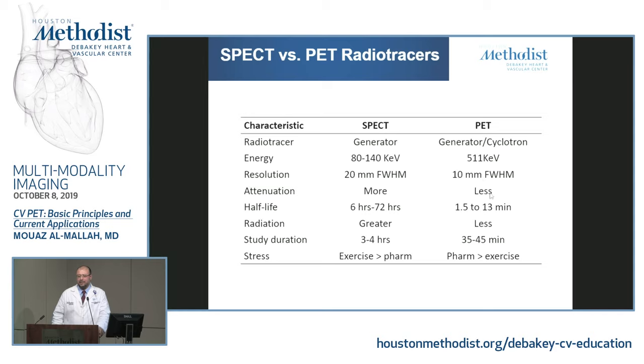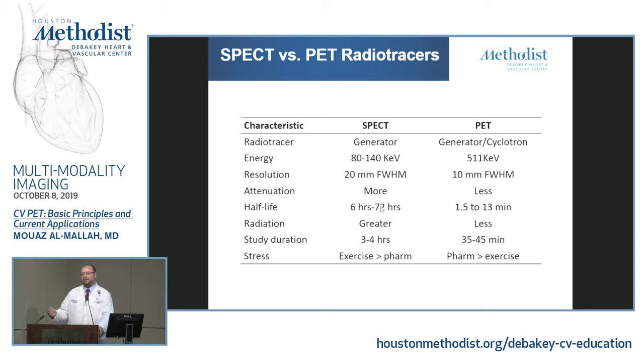Attenuation is less because of the energy. Even though I'm using higher energy, my half-life is now either 75 seconds to almost 30 minutes. Now, this is for perfusion agent. For FDG, it's going to be 2 hours. But for the current approved agents, we're talking about very much lower. While for technetium, it's 6 hours. For thallium, it's 72 hours.